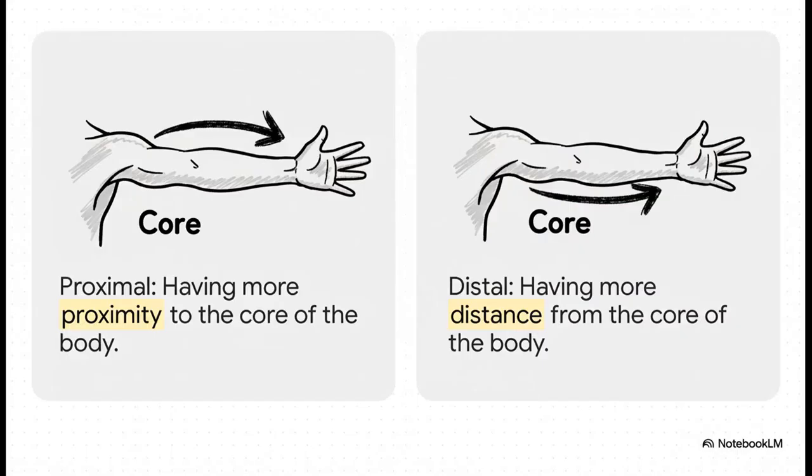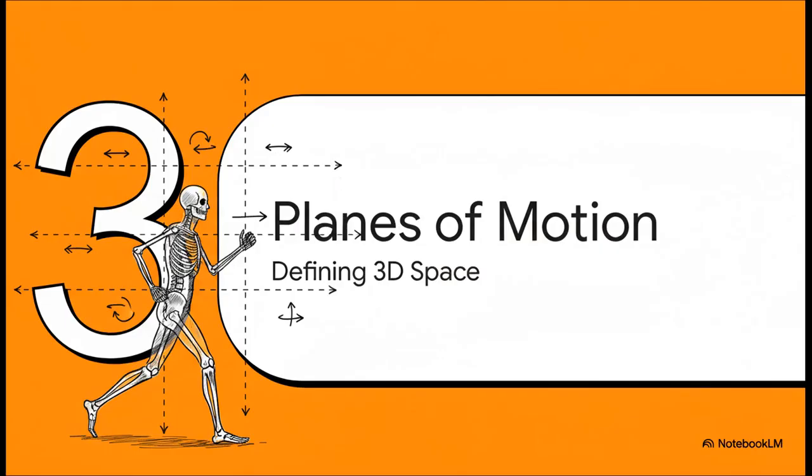For our limbs, that appendicular skeleton, we use a different set of terms, proximal and distal. Proximal means it's closer to the core, or closer to where the limb attaches. Distal means it's farther away. So your elbow is proximal to your wrist, but your wrist is distal to your elbow. Makes sense, right? Okay, so we've totally mapped out locations on the body.